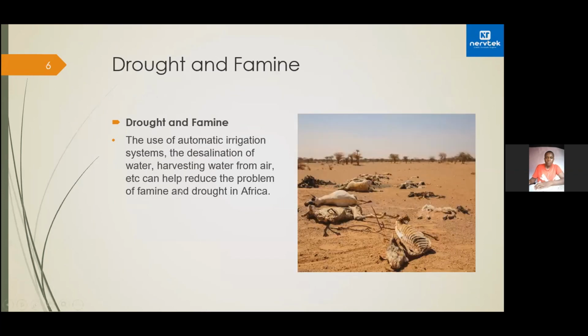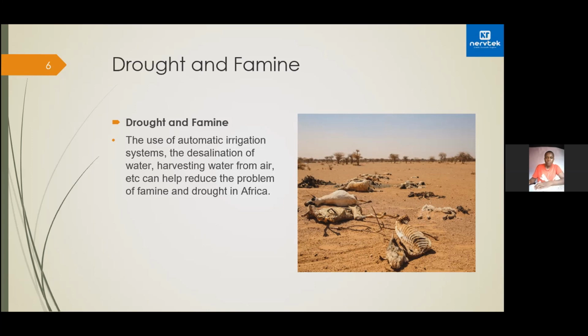Drought and famine. Yes, this drought and famine is a very big problem in most African countries, especially like Somalia, Ethiopia. People go for days without drinking water. Animals die, people starve. First of all, what's famine? Famine is an extreme scarcity of food, and drought is a long period of the absence of rainfall. So with all these, people will die.